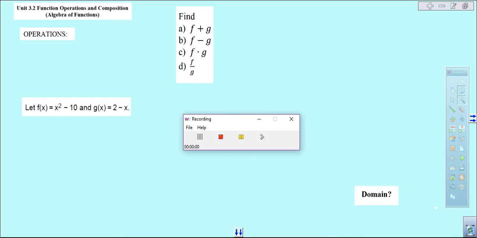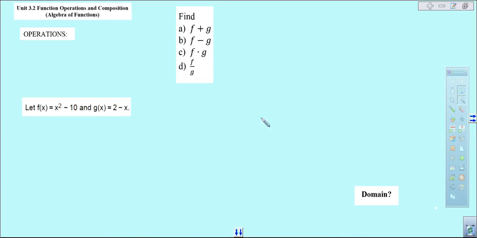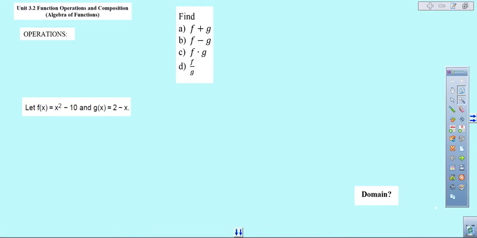All right, Unit 3.2, function operations is what we're going to be looking at, and this first one is going to be arithmetic operations. We're going to take two functions and perform arithmetic on them. Let's run through the list here. I know my colors are messed up.